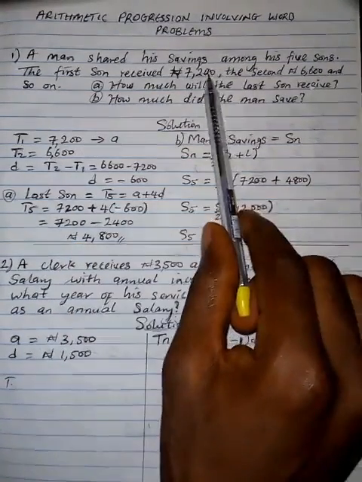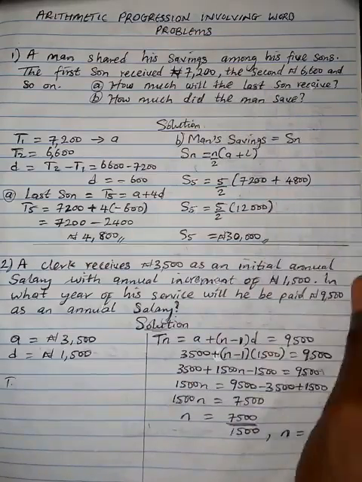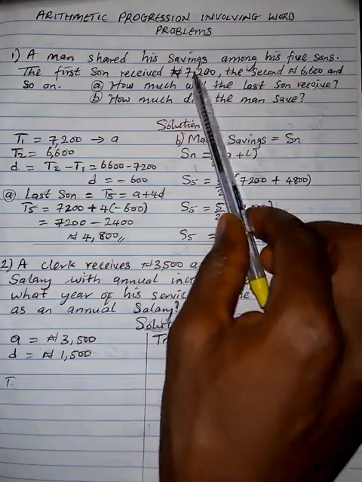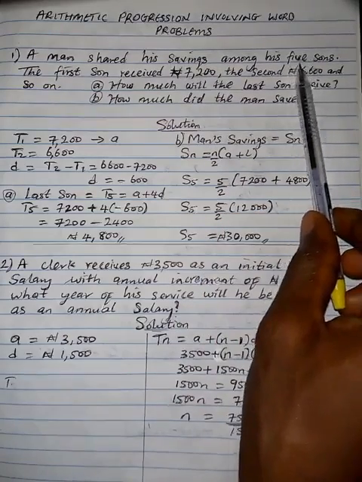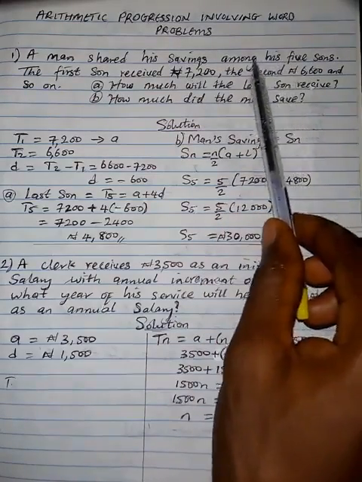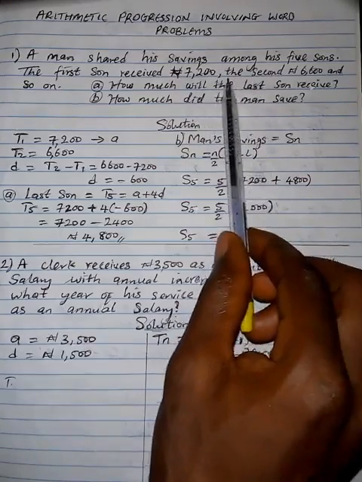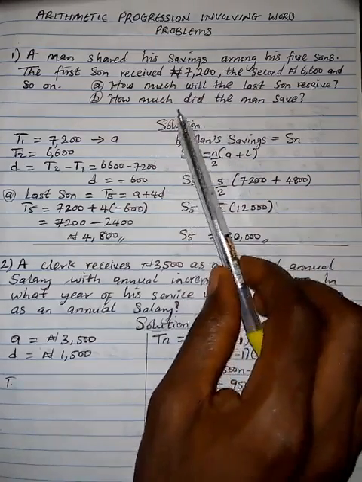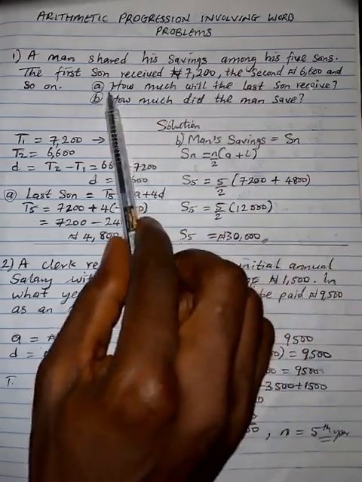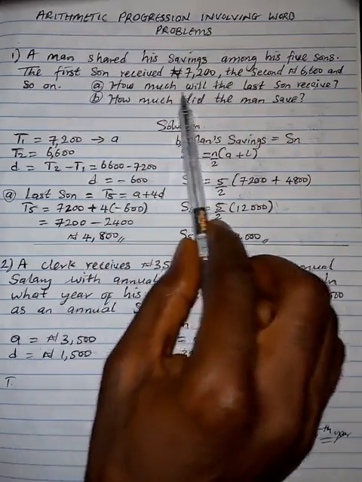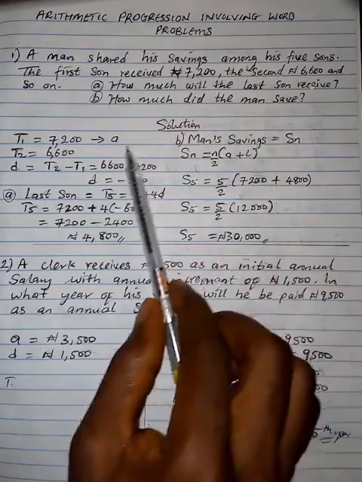So in other words, there is something they use to differentiate one from the other. This one has some amount bigger than the next, and the second has some amount bigger than the other. So the difference seems to be common, not like a ratio. So this is tending to be a common difference. Now, the questions are: how much will the last son receive? How much did the man save?